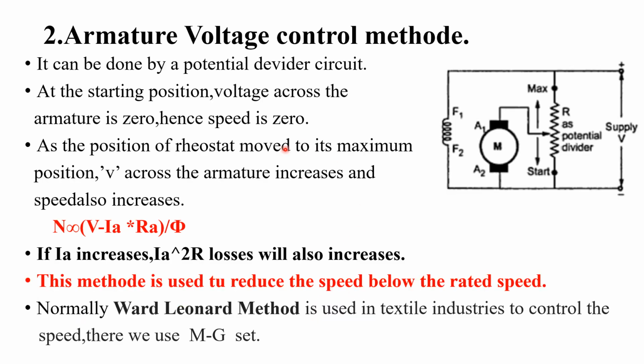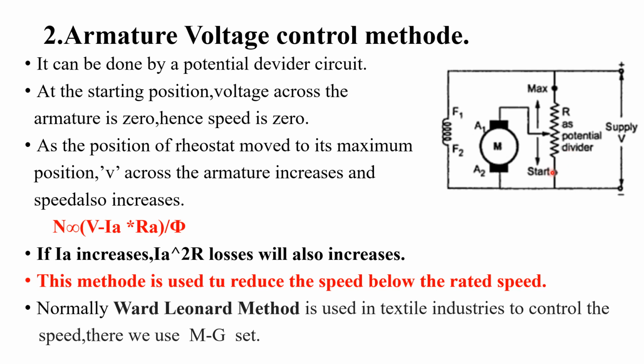Now we are going to discuss the second method to control the speed of a DC motor, that is the armature voltage control method. Here we will use a potential divider, which will be connected in shunt with the armature. A potential divider can divide the voltage appearing across the armature, so that we can say it is a potential divider.